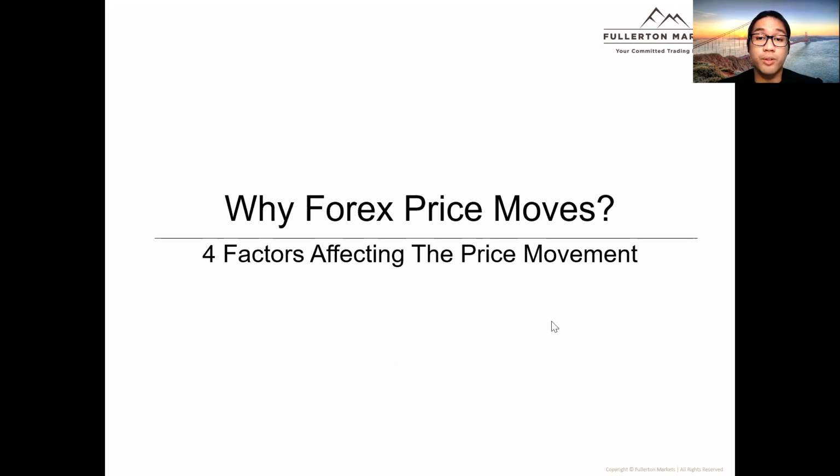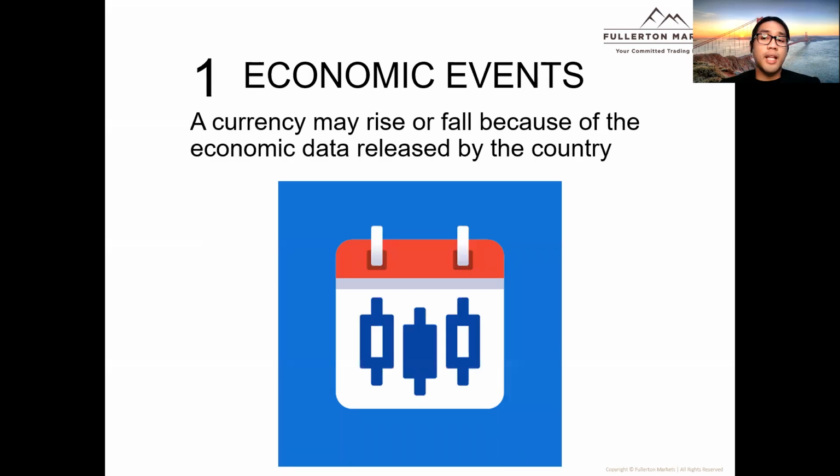So without further ado, let me share with you the first. The first thing that moves Forex prices would be economic events. Basically, things that happen within an economy. A currency may rise or fall because of the economic data released by the country. Economic data will affect a currency. Why? That's a question we all want to ask. Why would economic data be relevant?